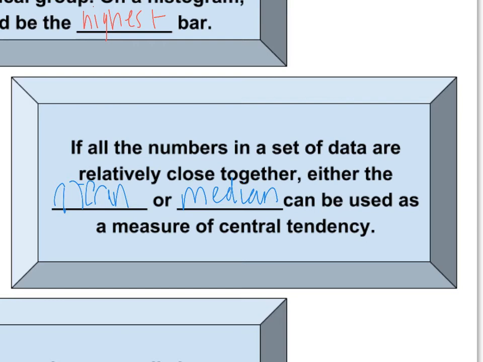Okay, so if your numbers are pretty close together, maybe you're dealing with shoe sizes of people in the class, you're probably going to have fairly similar shoe sizes, especially if you're all relatively the same age. So you could use mean or median. Mean and median can pretty much be used with any data set like that if the numbers are close together.